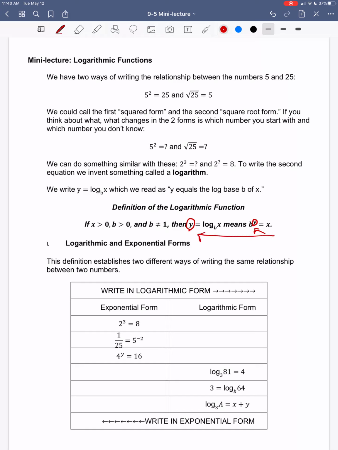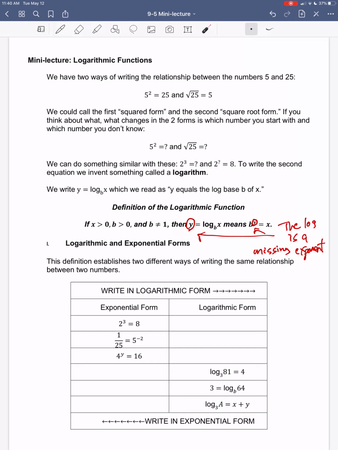So the log is a missing exponent. Okay, ran out of room there. The log is a missing exponent. So this definition establishes two different ways of writing the same relationship between two numbers, just like I have up here with squared form and square root form. What we have is something we can call exponential form and something we can call logarithmic form.